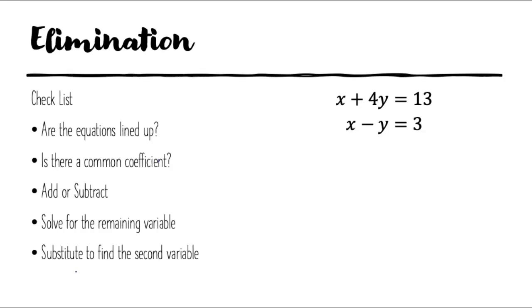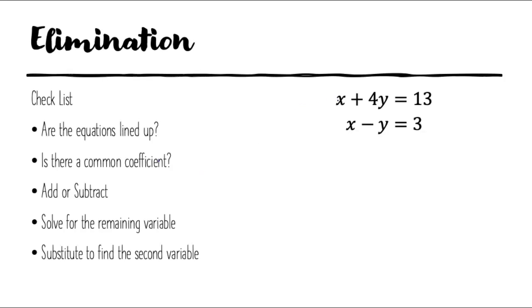Okay, so here's our second video. We're still working with elimination. Again, we're trying to eliminate one of the variables so that we only have one and then we can use substitution. First step, are they lined up? X over x, y over y equals constants. Okay, we're good.